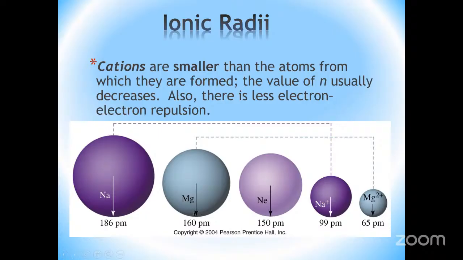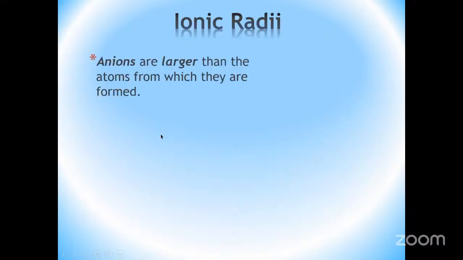In this case, it's more than half in terms of the reduction, because in the case of magnesium, the radius is 160. In the case of the magnesium ion, the radius is 65. So that's more than half in terms of the reduction. And that is true for pretty much any metal ion that is formed from any metal atom. All right. So that's in the case of cations. Now, what about anions? What you'll find is that in the case of anions, the sizes are larger compared to the atoms from which they're formed.